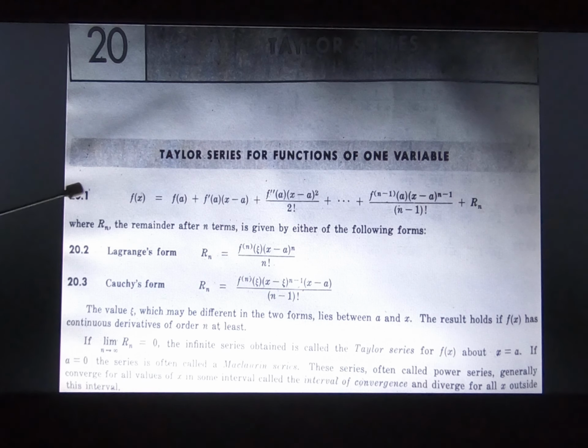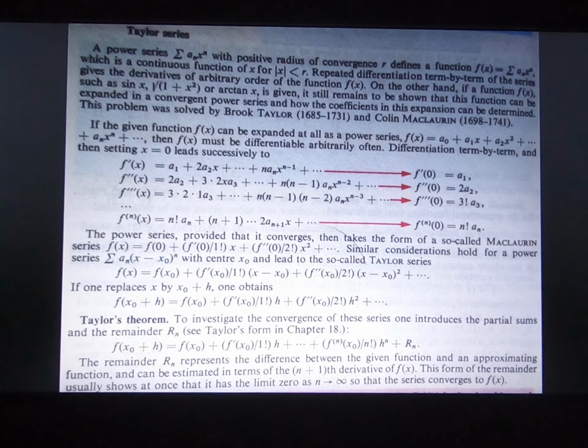These are some other representation forms, and these are remainders. There are two kinds of remainder, depending on the choice of reference function. I will show you later. Okay, so these are Taylor series, and this is how you find the coefficient, and the remainder is Rn.